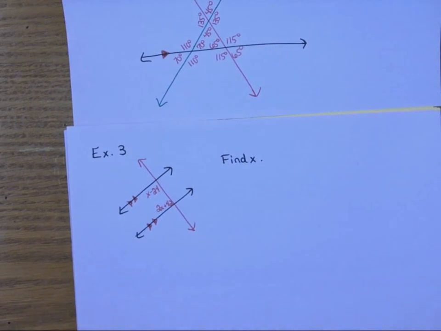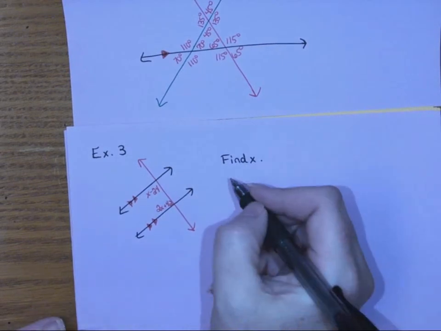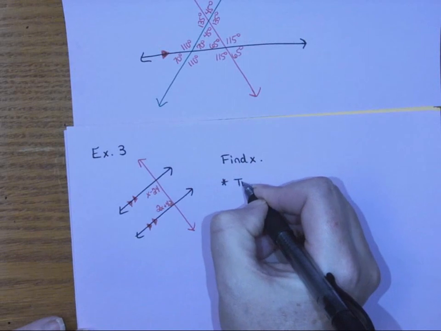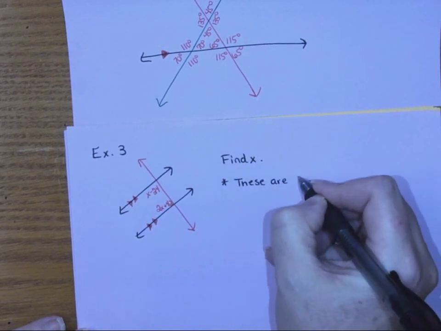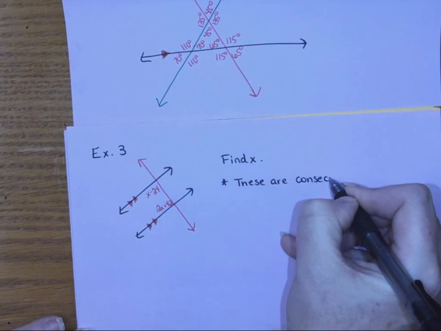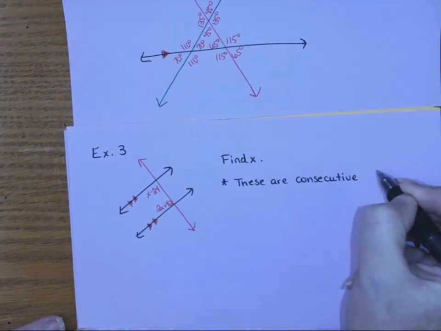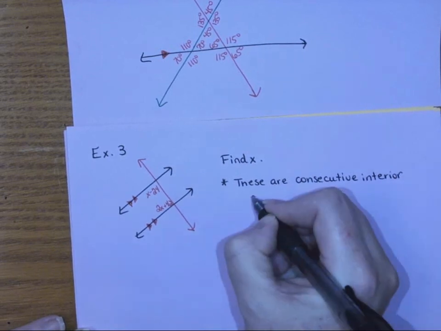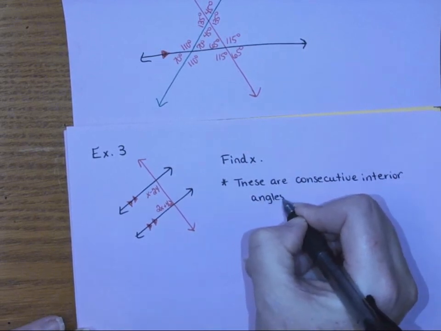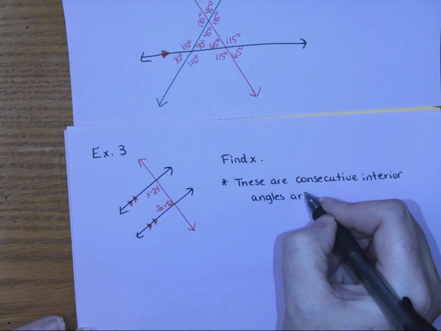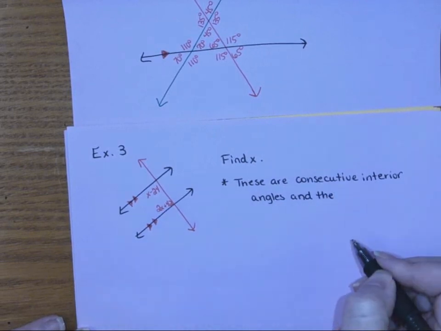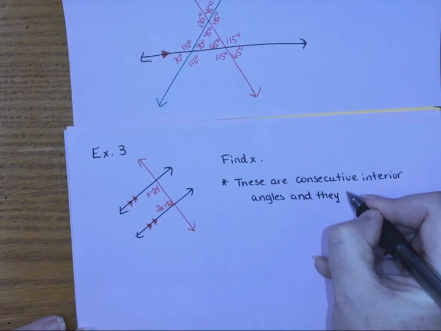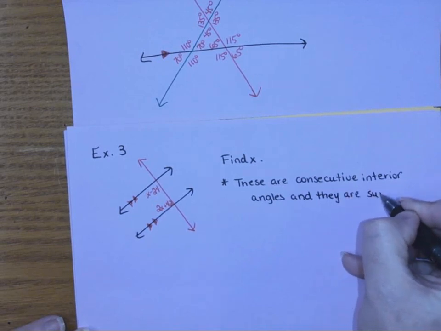The first thing you need to be able to determine is what kind of angles these are. So these are consecutive interior angles, right? They're on the same side of the transversal and they are interior. And then you might need to look back up the rules. So what do we know about consecutive interior angles as long as we have parallel lines? They are supplementary.